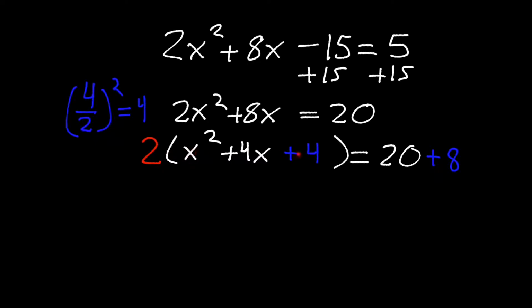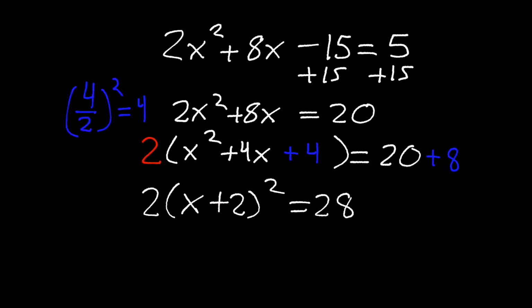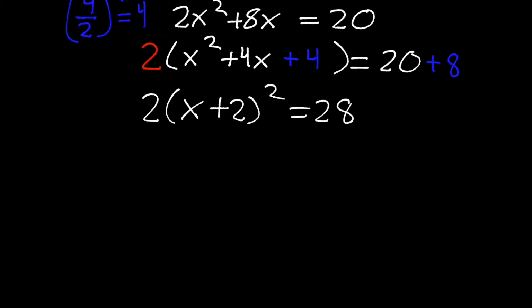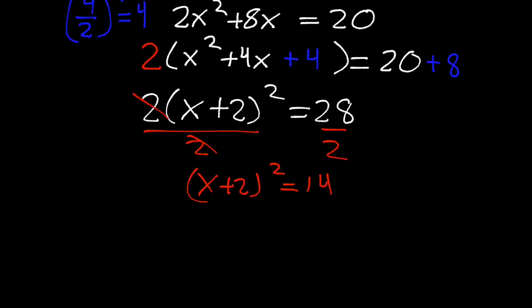Now I can condense this down. That gives me 2 times x plus 2 squared equals 28. And now we can go about solving this as we have done with all the other problems. We're going to start by getting rid of the 2 on the outside through division. That gives me x plus 2 squared equals 14.